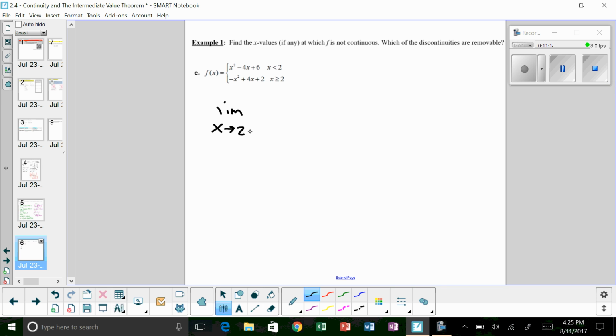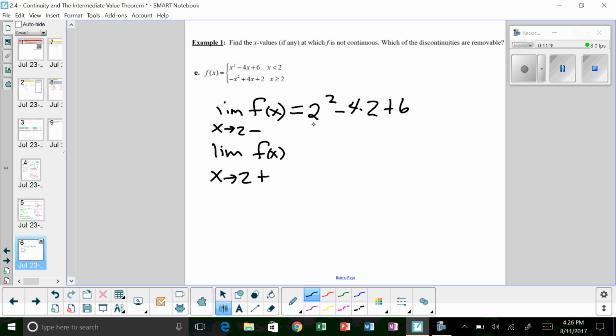So we're going to look at the limit as x approaches 2 from the left of f of x, and we're going to look at the limit as x approaches 2 from the right of f of x. Now the left-hand limit, that's for x values that are less than 2, so I'm going to use the first equation. It's going to be 2 squared minus 4 times 2 plus 6. Well, 2 squared is 4, so we have 4 minus 4 times 2. 4 times 2 is 8. 4 minus 8 is negative 4 plus 6 is positive 2.